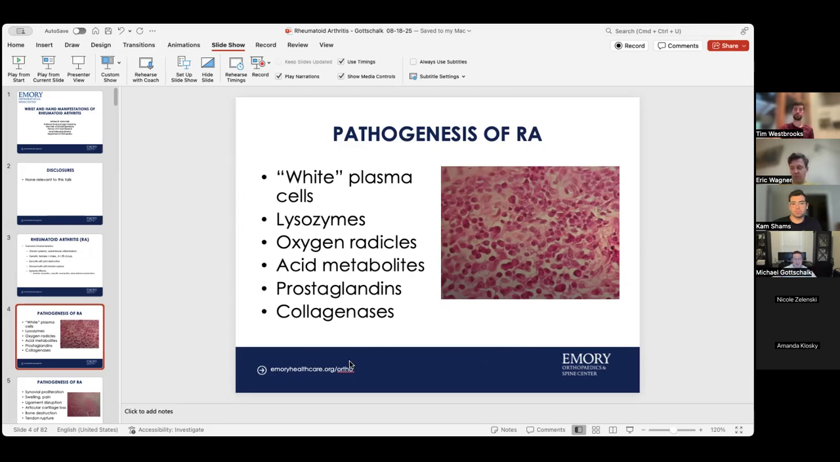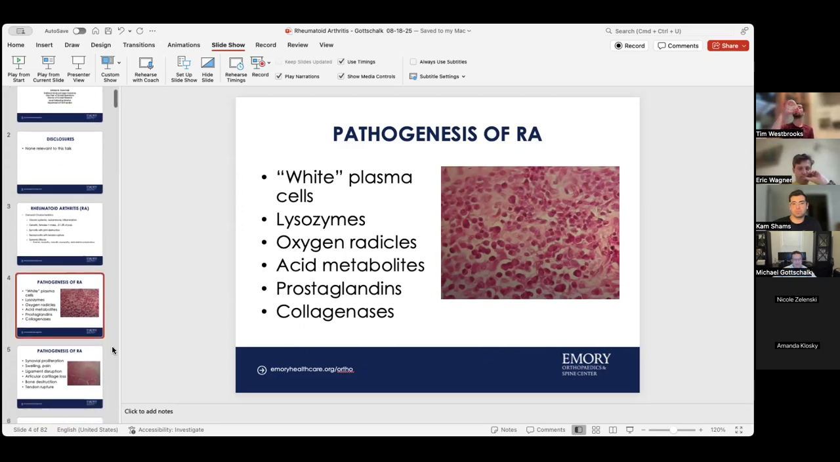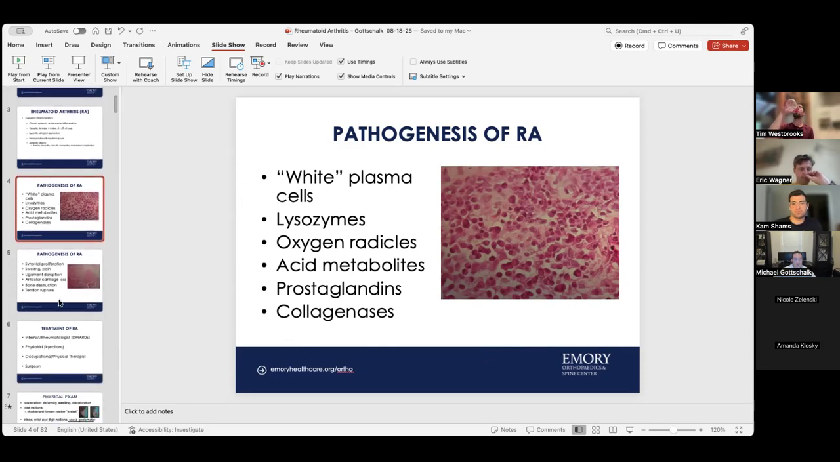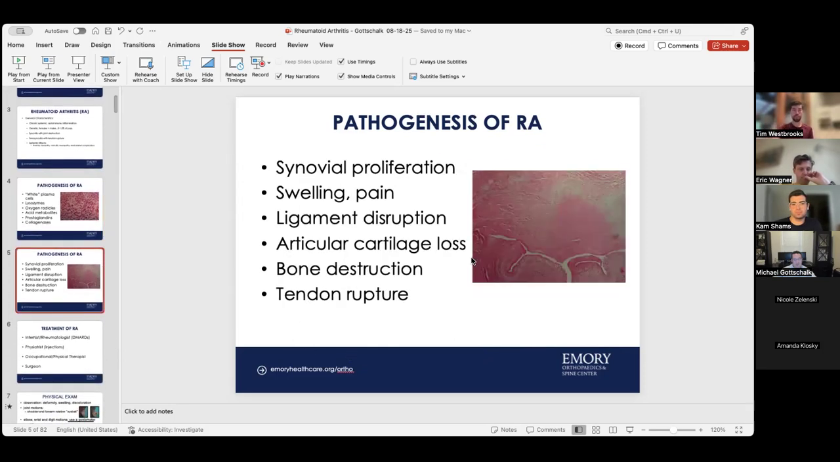And obviously, if you're able to disrupt this pathway of joint destruction, you can preserve people's joints, which is why the DMARDs are so important nowadays. Typically speaking, you'll see what they call the pannus, the synovial proliferation that occurs with that, the swelling, the pain, the ligament disruption, the articular cartilage loss, and then often, as I said, either bone destruction or tendon rupture, depending on where it's located and what it's attacking.